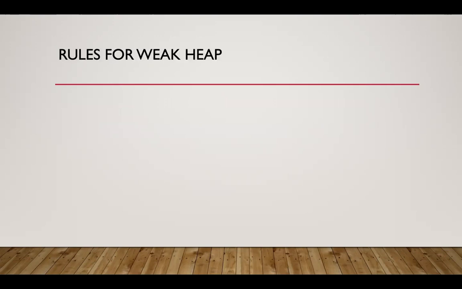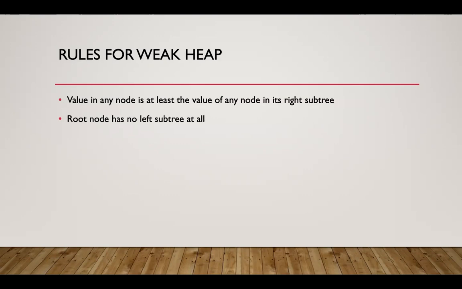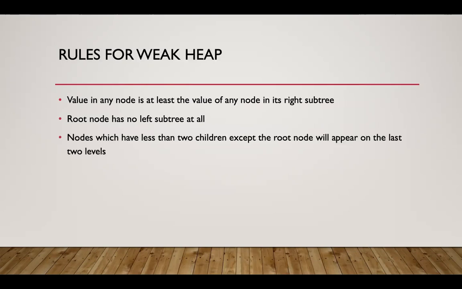There are certain rules for the weak heap, which we'll take a look at. The first one is that the value in any node is at least the value of any node in its right subtree. The root node has no left subtree at all. And the last rule is that nodes which have less than two children, except the root node, will appear on the last two levels of the tree.